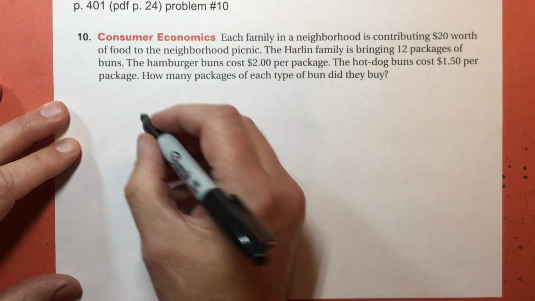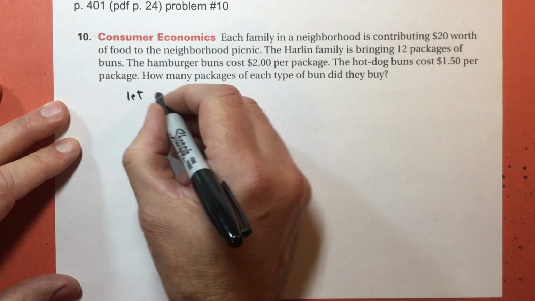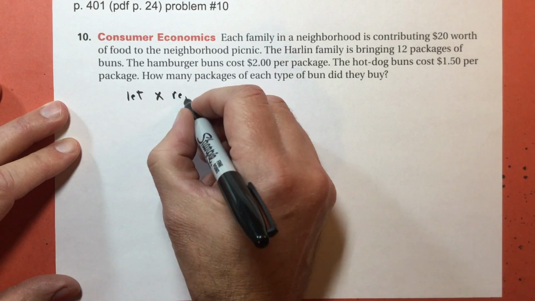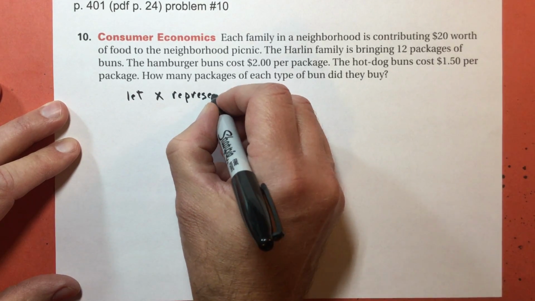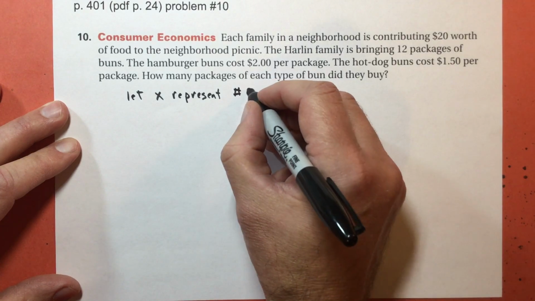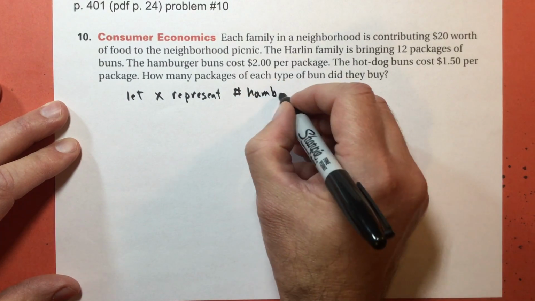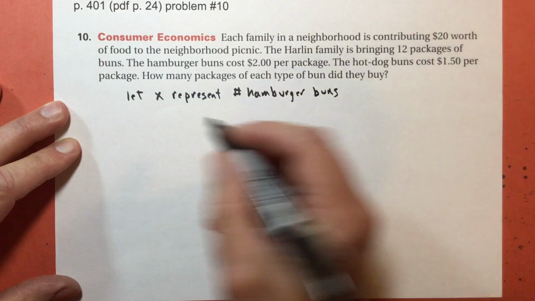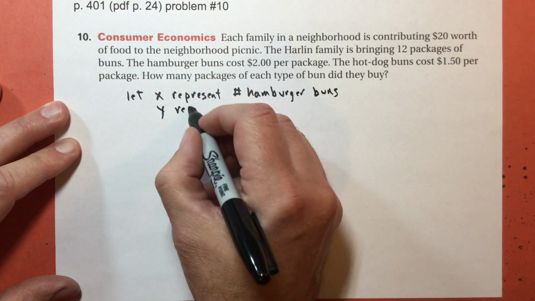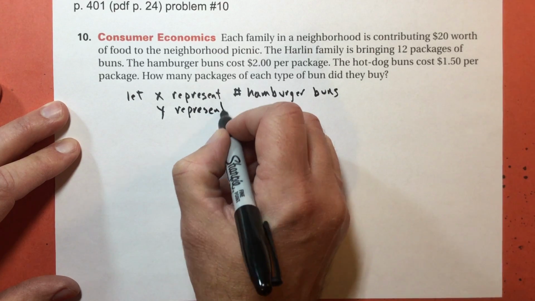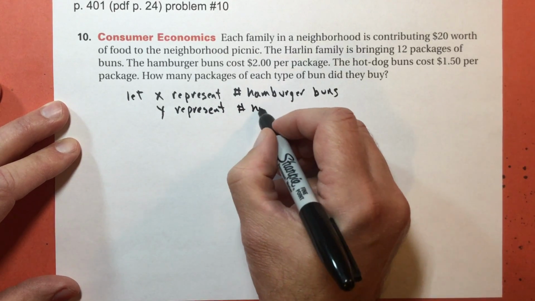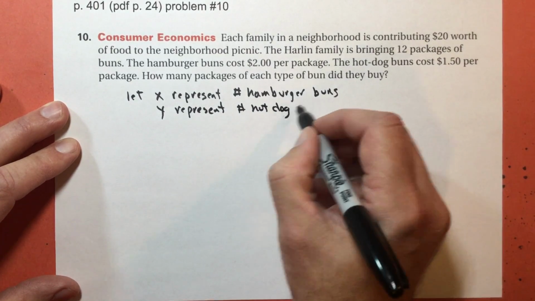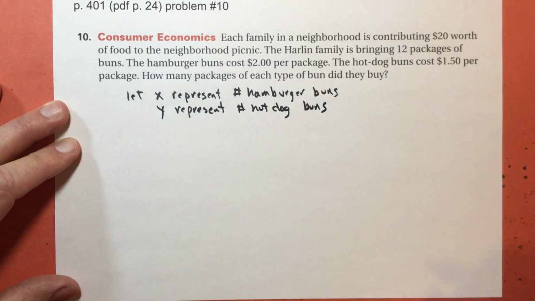So that's not going to help. I'm still going to go back and do this. I'm going to let x represent the number of hamburger buns that they're going to bring, and I'm going to let y represent the number of hot dog buns. So it looks like the Harlan family brought the bread.